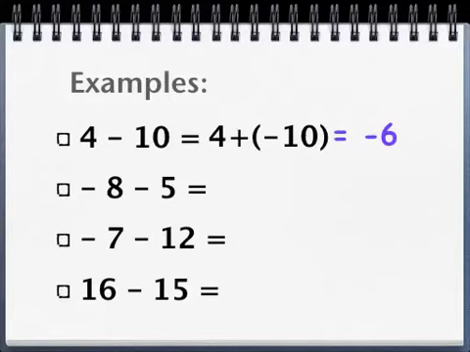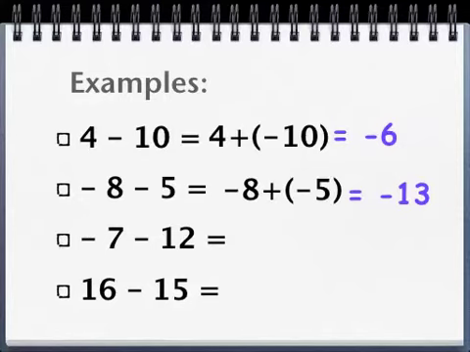This time, the next example, negative 8 minus 5, I'm going to go ahead and rewrite it as negative 8 plus a negative 5. Now I have the same signs. Both of these are negatives. So I'm going to add the numbers and keep the sign. So the answer is negative 13.